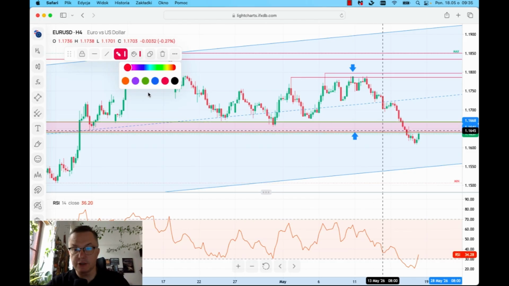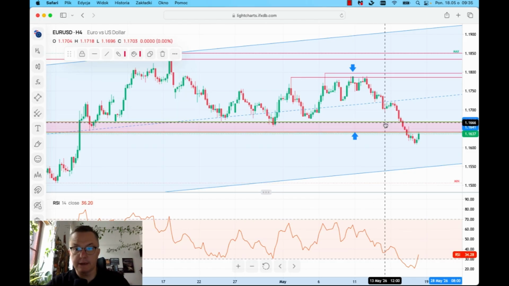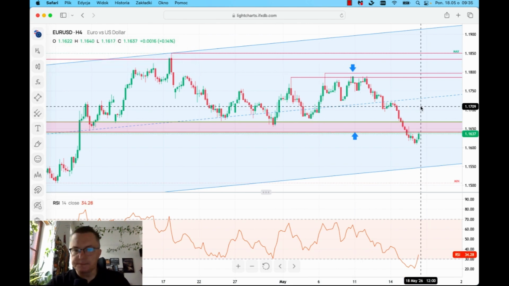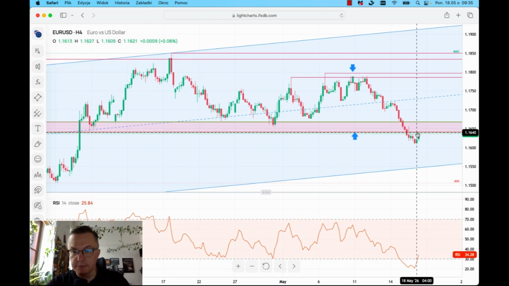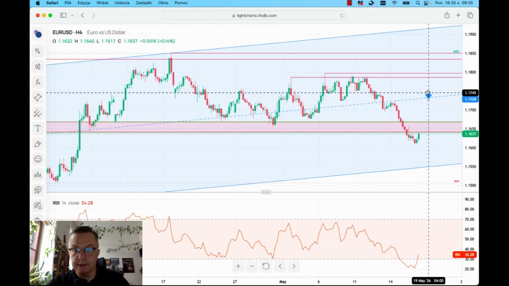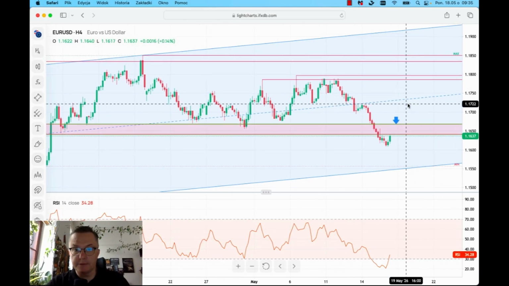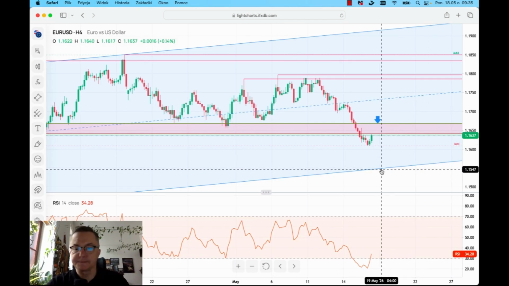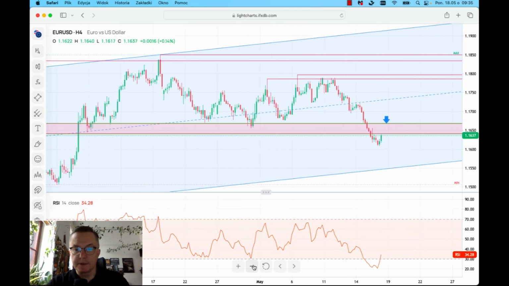Let me just change the colors for the red. Let me just take a look. This one is good, this one is good. Okay, so right now breakout below, and yes, right now this is the key level here, and breakout below might be even more bearish, and we can go as low as the lower channel line.